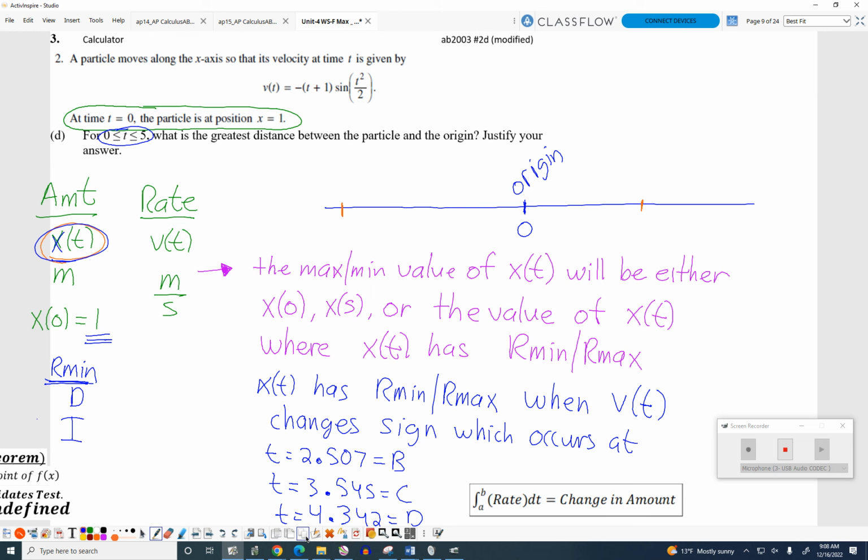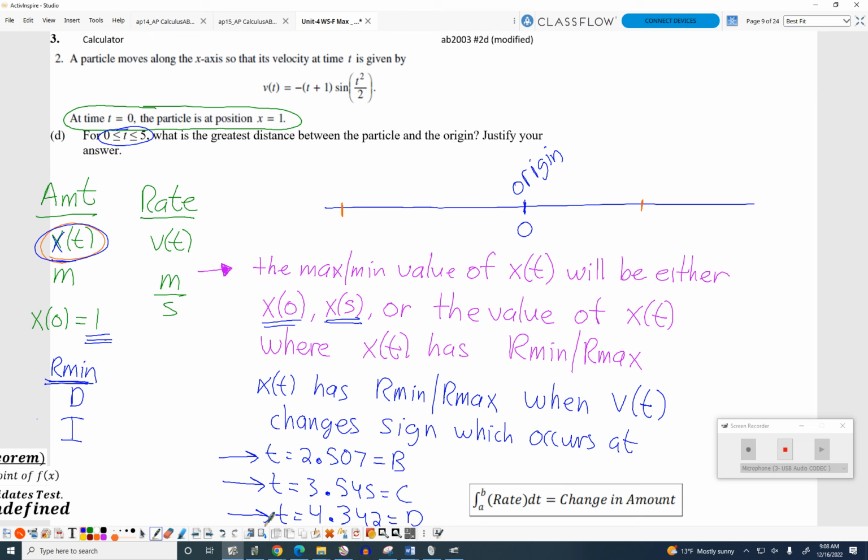You're on the right path. What we're going to do is we now know the AP test calls these candidates. Candidates are x of 0, x of 5, x of this time, and this time. So we want to go find those 5 different positions of the particle. So keep helping me for a minute.